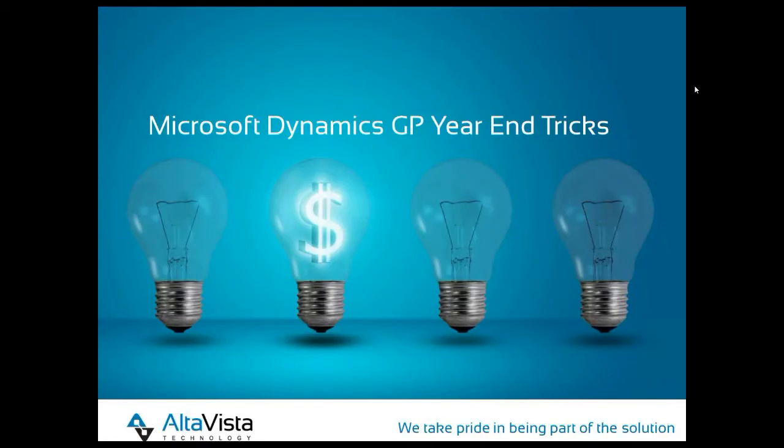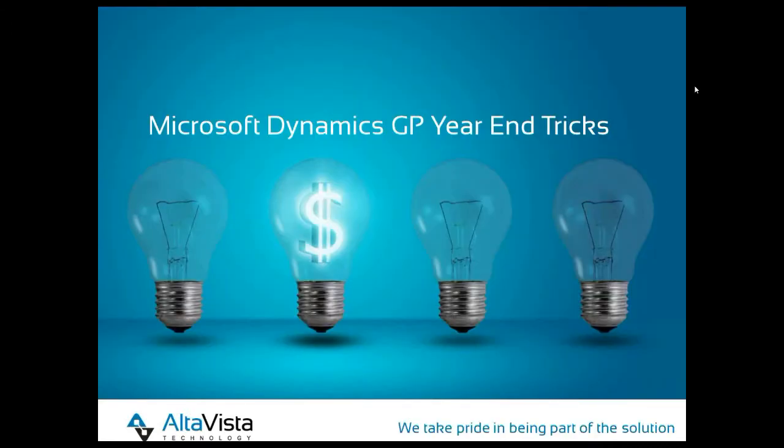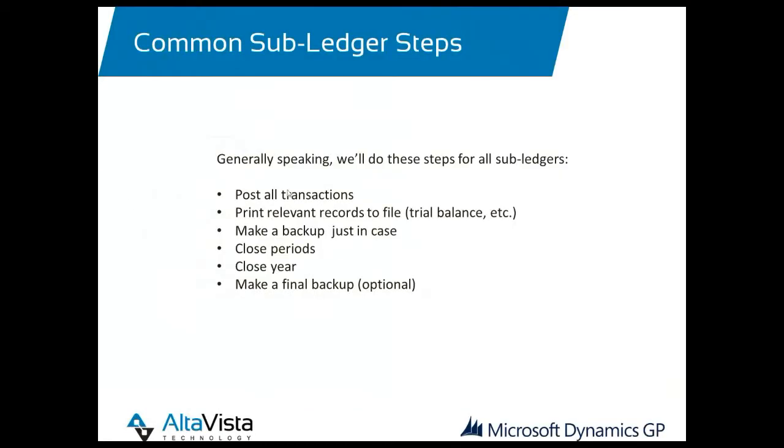Making a backup just in case, always a good practice. If you read the Microsoft recommendations, they'll have you backing up every step of the way, which sounds like overkill until you need it. So I never contradict Microsoft. They say back it up, so I do. Closing periods, and then closing the year for the subledger. And again, Microsoft being backup crazy would have you do a backup right then after you've completed that step, which is a little bit of overkill, so we mark it as optional, but those are the tips that Microsoft would have us follow.